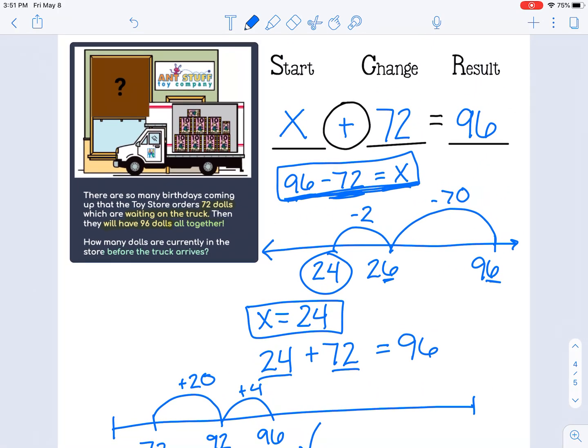So again, it's very important understanding the equation that actually matches the story problem, and then this was just a way that we used to solve to get the answer for x.